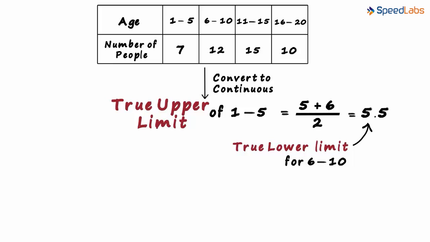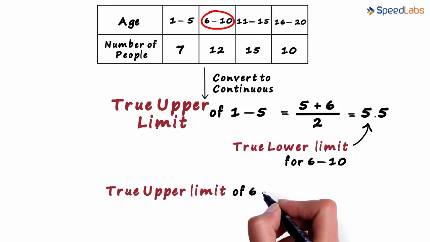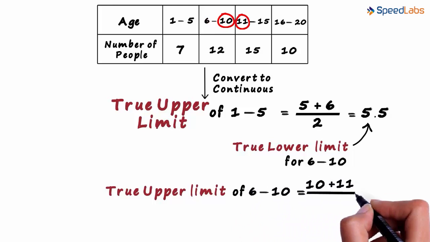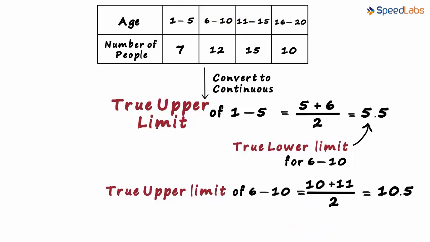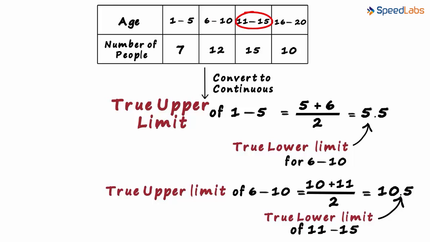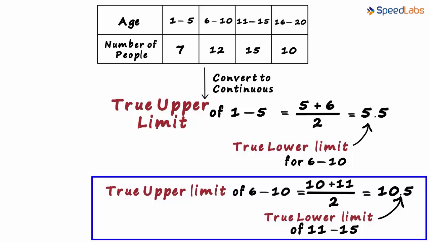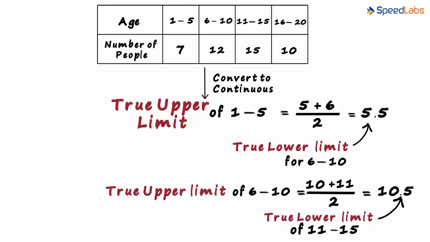We find the true upper limit of the next interval, which is 6 to 10. 10 is its upper limit and 11 is the lower limit of the next interval. So the true upper limit of 6 to 10 will be (10 + 11) by 2, which equals 10.5. And just as in the previous case, this will become the true lower limit of the next interval, which is 11 to 15. And this process continues till we reach the last interval. So what does all this mean? How does it make the intervals continuous?